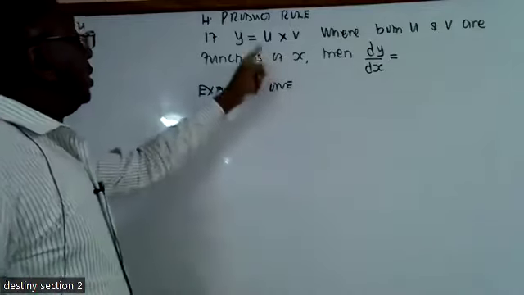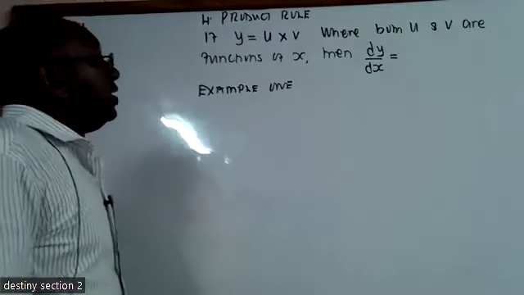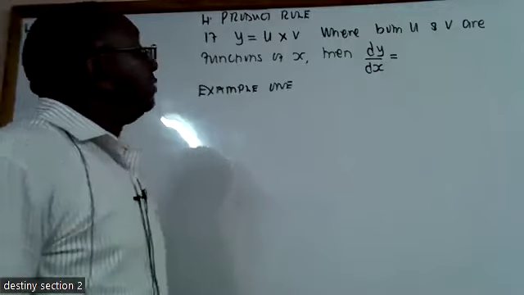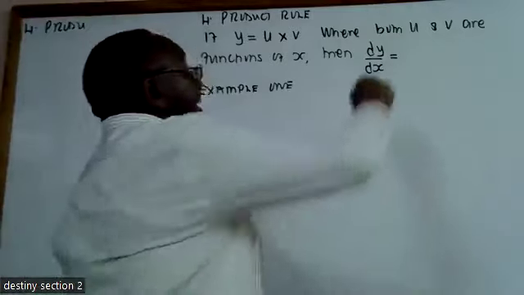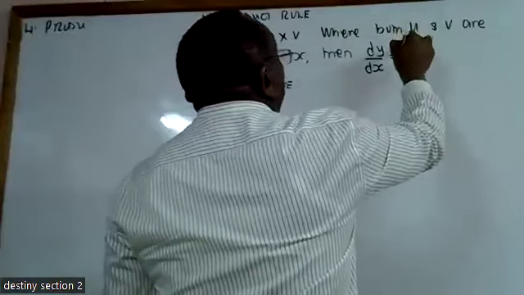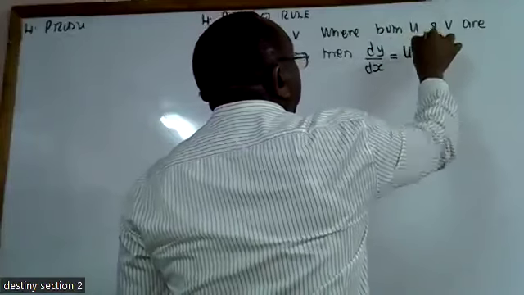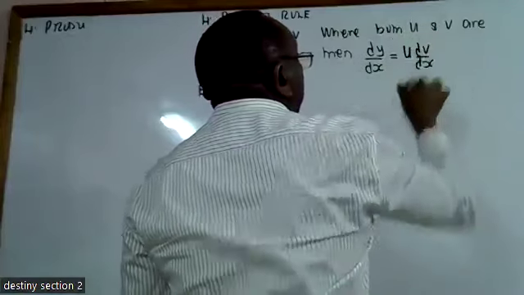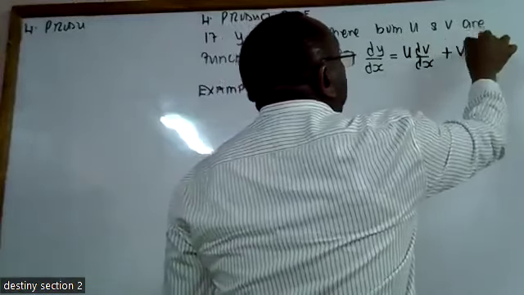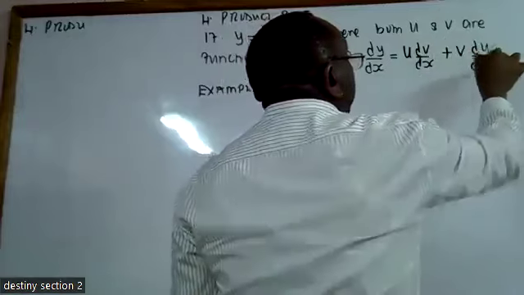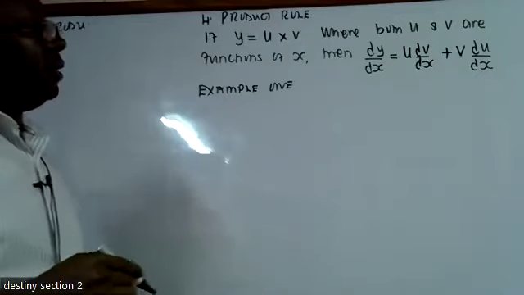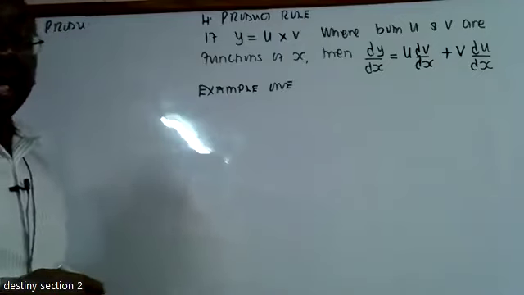So we are saying if y is equal to u times v, where both u and v are functions of x, then dy dx will be u multiplied by dv dx plus v multiplied by du dx. U dv dx plus v du dx.